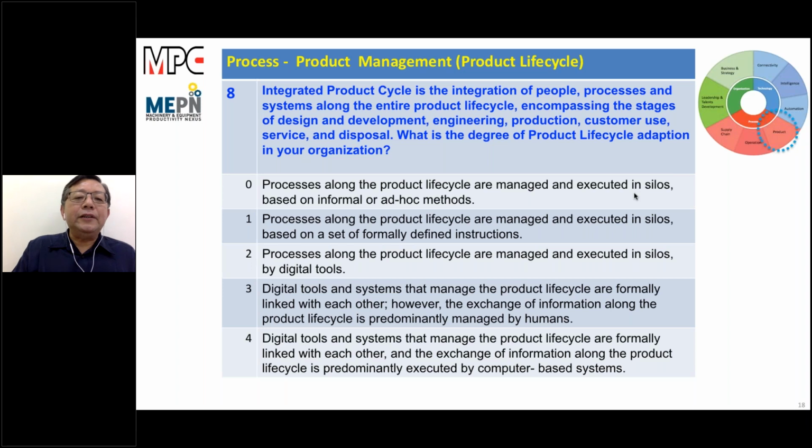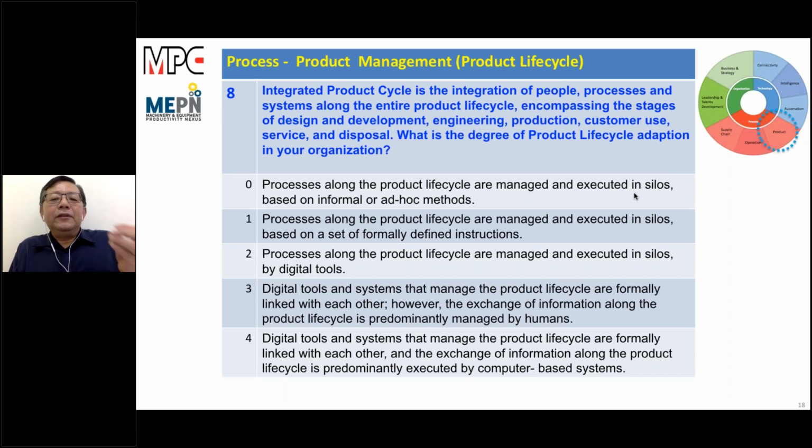Then number three is digital tools and systems that manage the product life cycle are formally linked to each other. However, the exchange of information along the product life cycle is permitted and also managed by humans. So in the end, your product life cycle is still managed by humans, but you have some data flow on that. Okay.